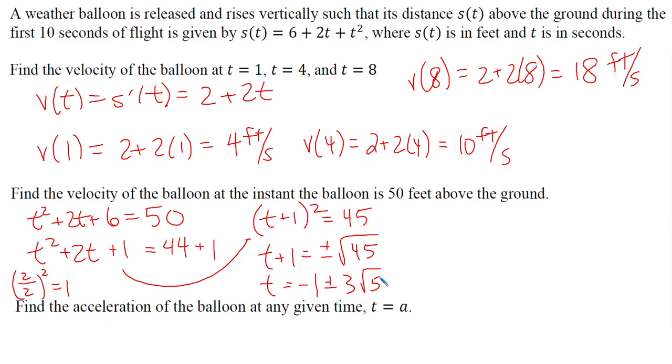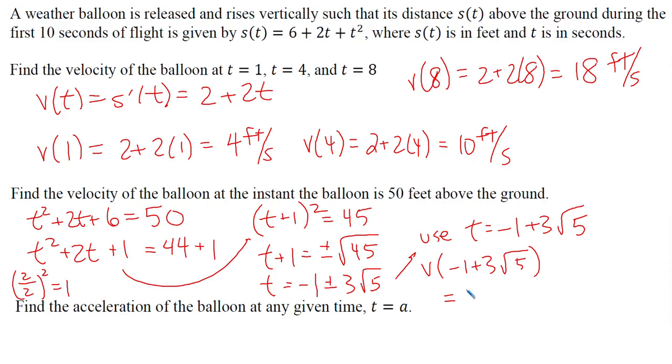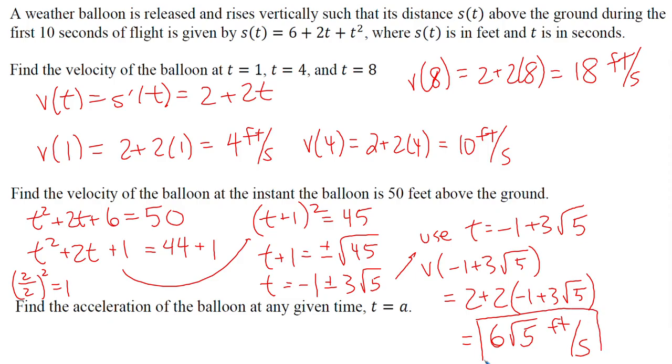And if I look at t equals negative 1 minus 3 root 5, that is certainly not a positive value of t. So we're going to use t equals negative 1 plus 3 root 5, and we'll evaluate the velocity function at that value. So v of negative 1 plus 3 root 5 is just going to be 2 plus 2 times negative 1 plus 3 root 5, which ends up giving us, well, 2, and then the minus 2 will cancel out, so we just end up getting 6 root 5, and our units are, once again, feet per second.